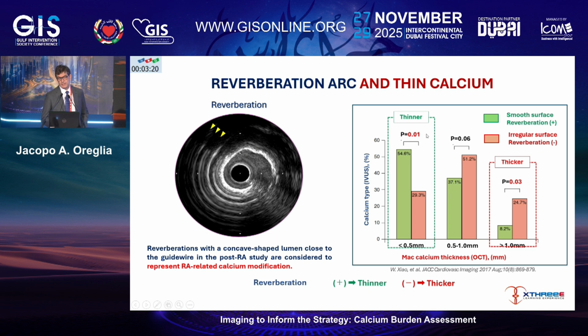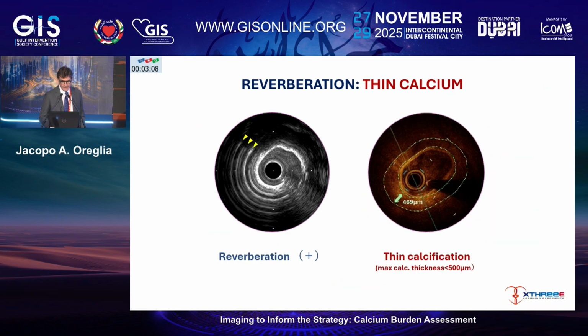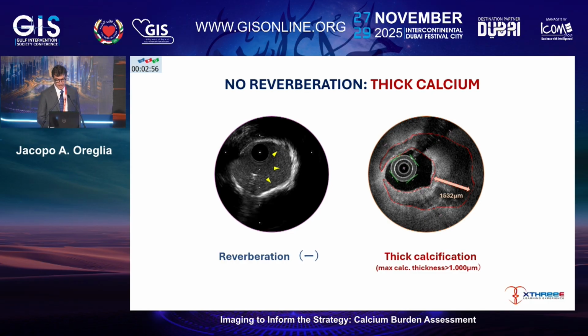And this has also been evaluated in comparison with OCT, and when we have an irregular surface without reverberation, we usually have thicker calcifications. And this is a comparison between IVUS and OCT images of the same vessel with thin calcifications, evaluated with both systems. And this again is another image where you can see that there is no reverberation here, and there is a very thick, 1.5 millimeter calcification on OCT.